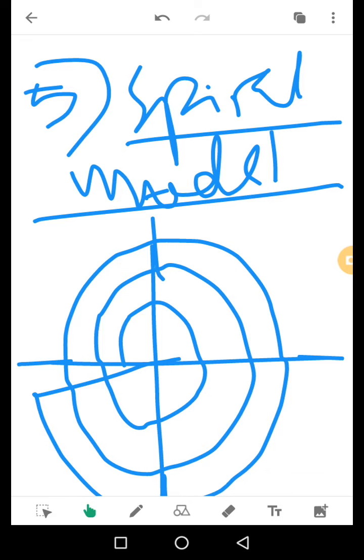Okay, so let's have a look at the advantages of the spiral model. Number 1, a high amount of risk analysis. Then, it is good for large and mission critical projects. I will explain that number 2. The spiral model is good for large and mission critical projects.